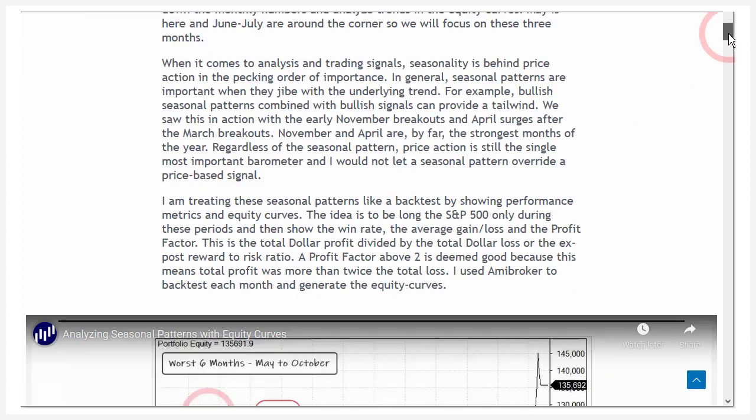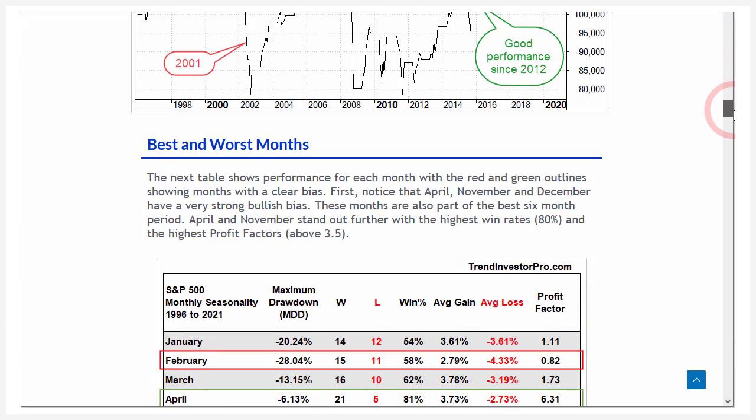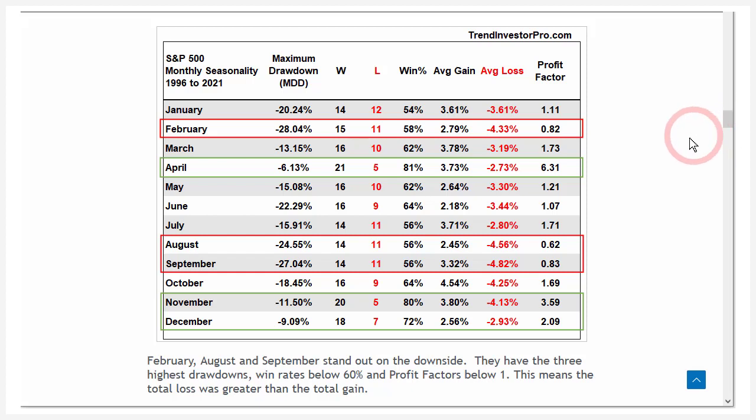And if you look at these, I put them in a table, and I was looking at them as an equity curve. And so instead of just looking at the gains and the losses and the percentage of times it was higher, I went back over 25 years, and I looked at the S&P 500. If you only owned it during that particular month, what would your P&L look like, so to speak? And you can see August, you had a win percent of 56%. It was up 56% of the time. 14 winners, 11 losers. But the average gain was just 2.5%, and the average loss was 4.5%.